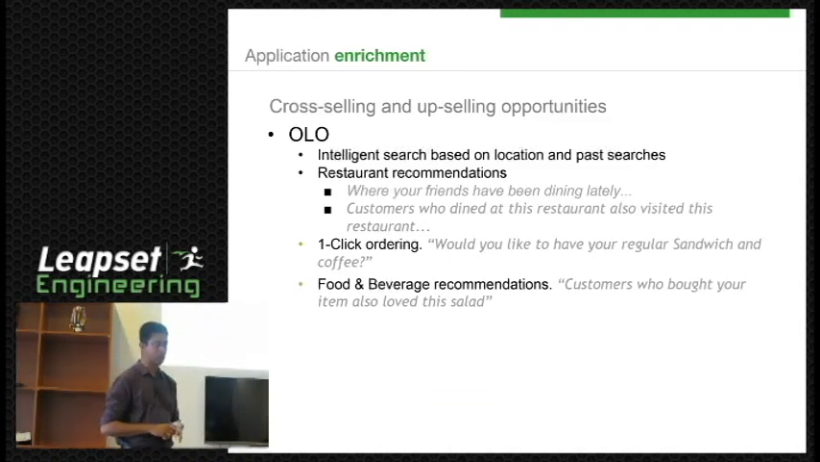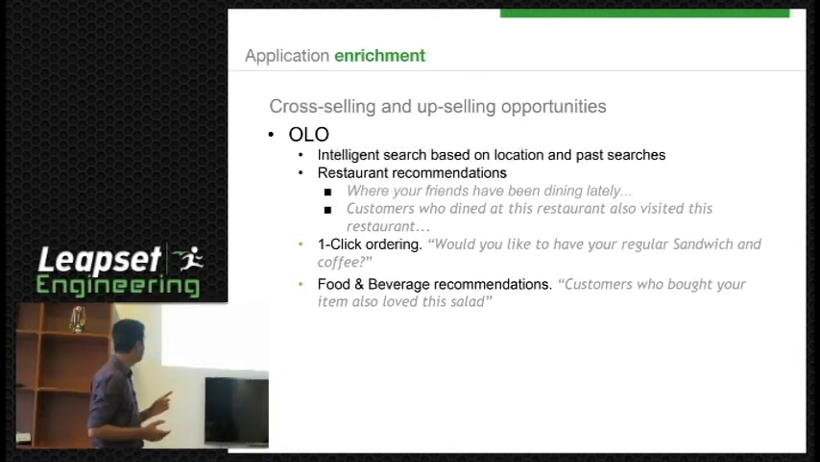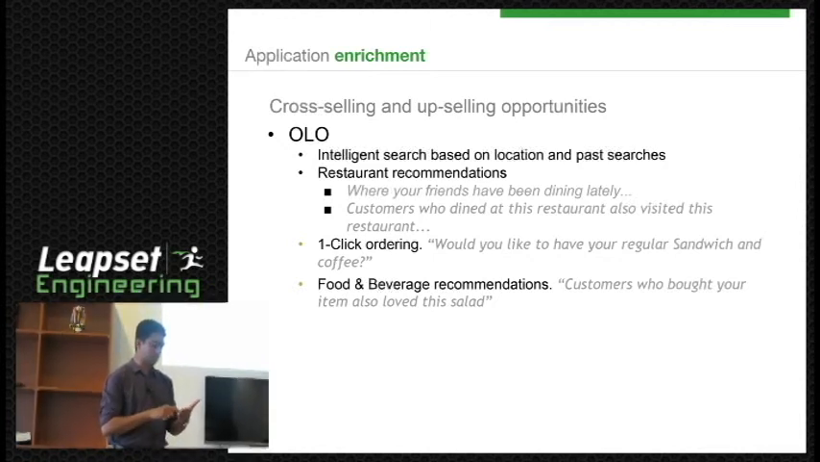So with data, you can enrich your applications. Take OLO for example. You can make your search intelligent. For example, if I'm searching for a restaurant from a particular location, even through a browser you can identify the location. The browsers these days support that. You can ask where the users are, then give the results based on that. And you can look back at the previous search criteria, then make suggestions based on that.